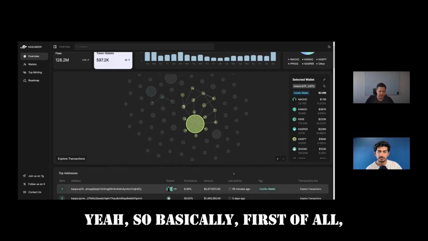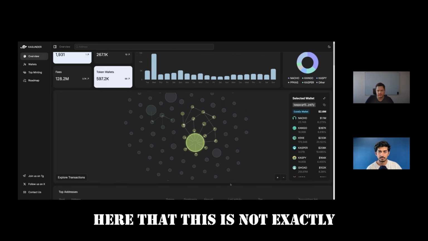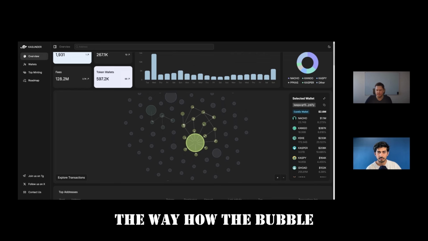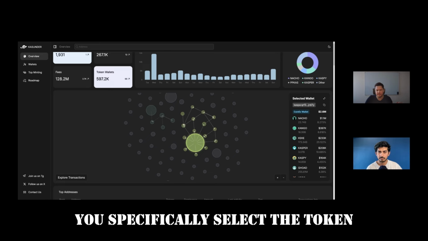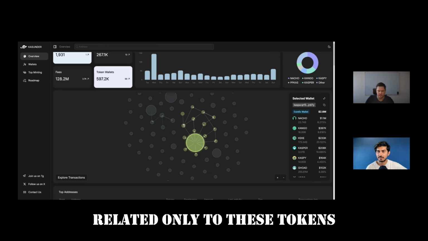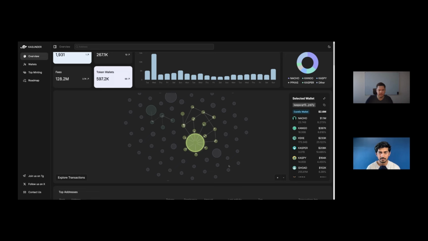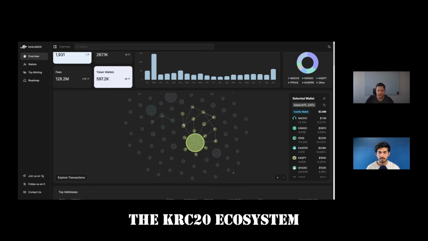Yeah, so basically, first of all, what I need to mention here is that this is not exactly the way BubbleMaps draws the charts, because in BubbleMaps you specifically select the token and then you have a list of addresses related only to this token. We will also have it, but we are starting from what we call the overview. Yeah, that's the overview of the KRC20 ecosystem.